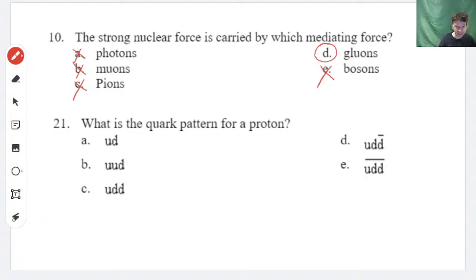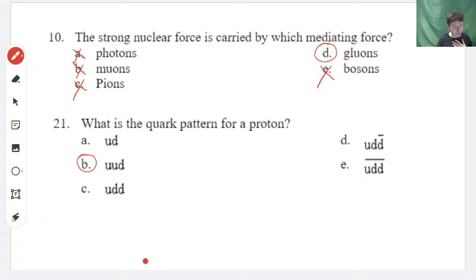Okay. Yes, D. Good. What is the quark pattern for a proton? Again, something you have to remember. So it's going to be, yes, awesome. Okay, up, up, down.